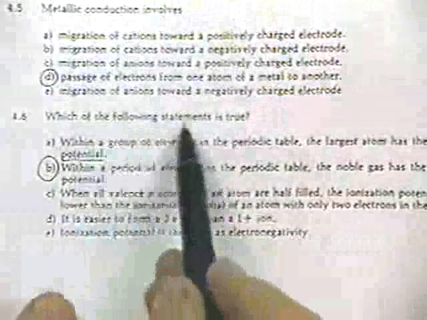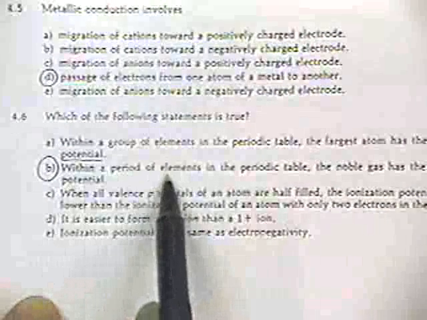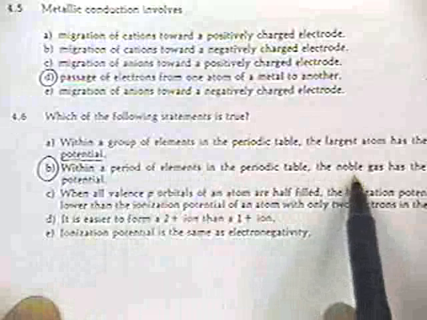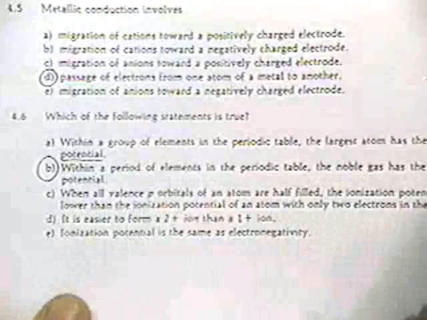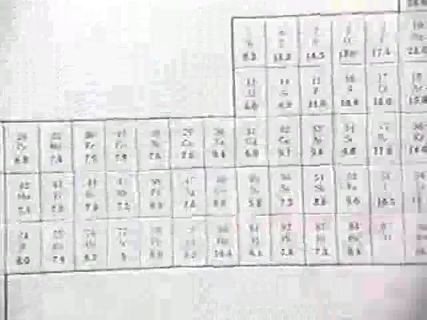Let's see. Which of the following statements is true? Within a period of elements in the periodic table, the noble gas has the highest ionization potential. To understand this, there are actually tables of ionization potentials listed in chemistry books. It's an idea that's closely related to electronegativity. My personal feeling is you're probably not going to see a question like that on the exam. That's just a little bit too chemistry oriented for engineers.